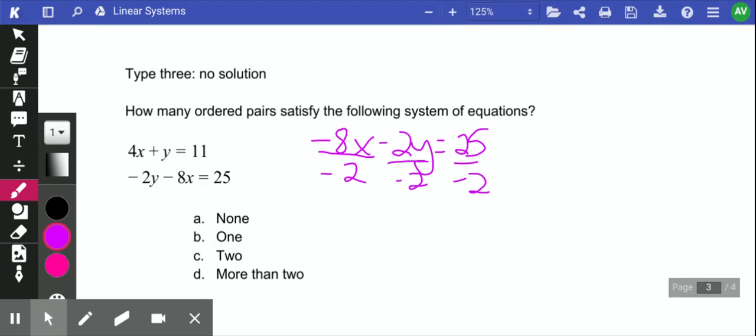So negative 8 divided by negative 2 is 4x. Negative 2 divided by negative 2 is positive y. And 25 divided by negative 2 is what? Negative 12.5. So they look very, very similar, but not exactly the same. See, the x and the y are the same, but the plain number, this is negative 12.5 and this one's 11. Those two are not the same. And that's what's going to happen when there is no solution. Okay? All right, cool.